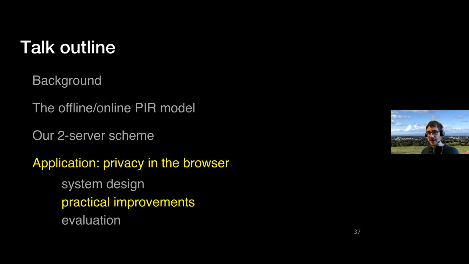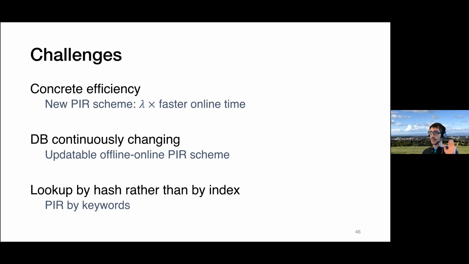That's the general design, but of course there are some practical problems and improvements that need to be done, and I want to briefly talk about one of them. The different challenges we needed to overcome: first, when I presented the results in the beginning, we ignored all those factors of lambda, polylog n. We only cared about asymptotic efficiency. If you care about concrete efficiency, you need to be a bit more careful. And in fact, we have a new version of our PIR scheme in our second paper that improves the online time of our scheme by a factor of lambda.